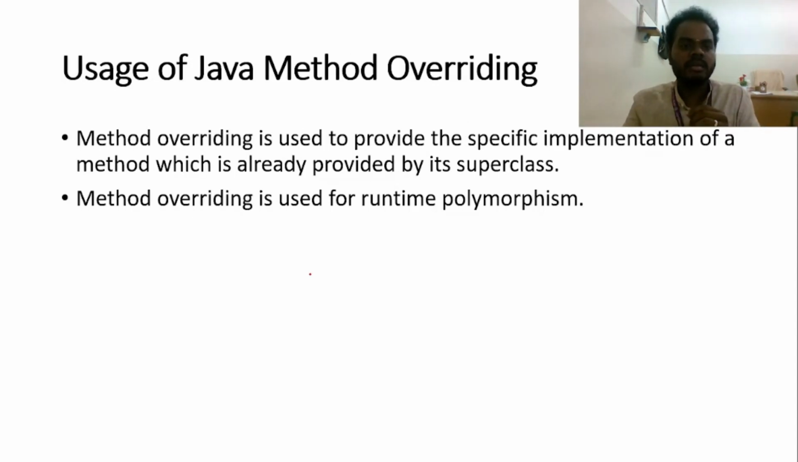The main use of method overriding is to achieve runtime polymorphism. The second use is if you want a specific implementation on a method, connecting from the base class to the derived class, acquiring the data from base class to derived class. This entire specific implementation can be done using method overriding. This is all about the usage of Java method overriding.